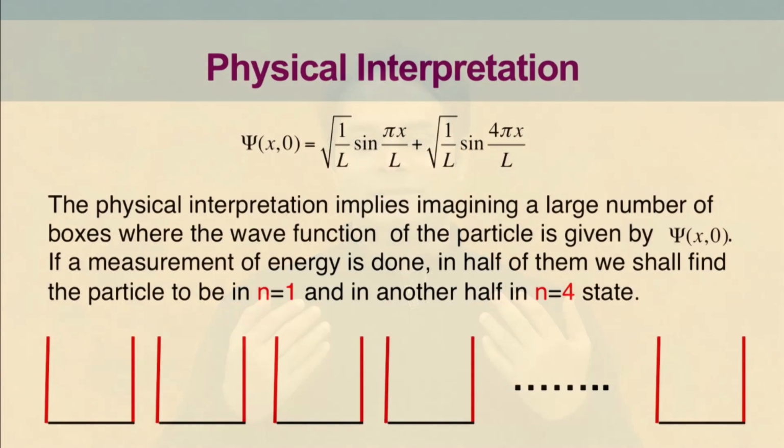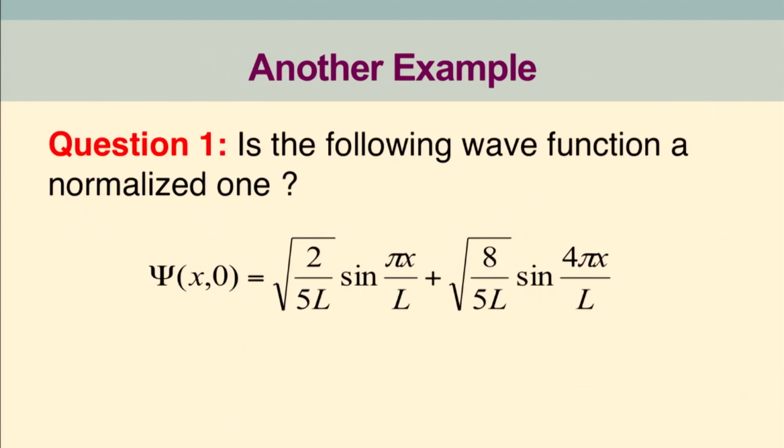And this 50% probability will be close to 50% if you have larger and larger number of boxes. Because this is a statistical property, the larger the number of such copies of infinite potential box, the more accurate are the probabilistic values, which are 50% for n equal to 1 and 50% for n equal to 4. All right, great.